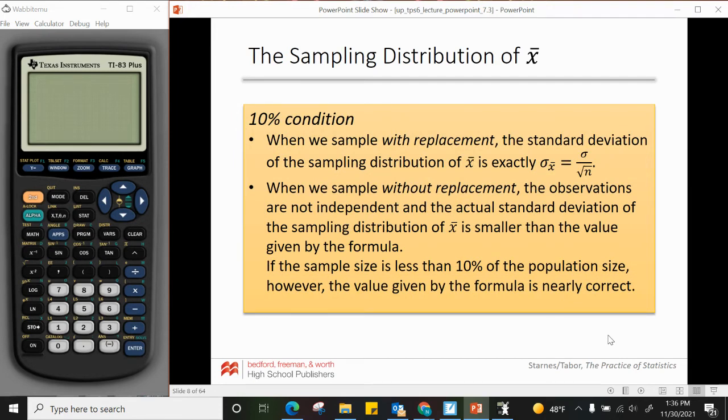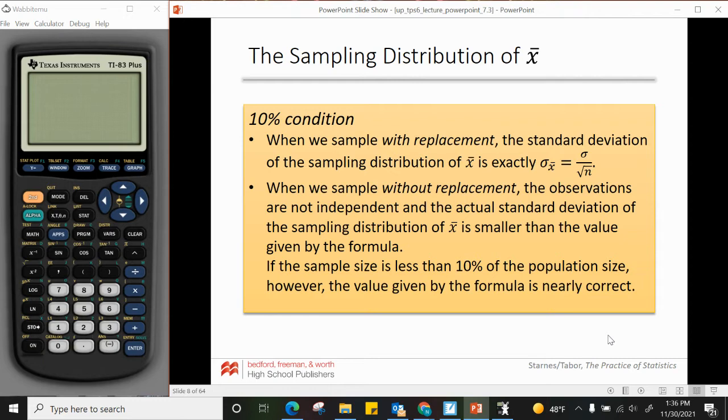Here's what I was just highlighting about that 10% condition. If you're sampling with replacement, the standard deviation of the sampling distribution is exactly sigma over square root n. If you're sampling without replacement, the observations are not independent, and the actual standard deviation of the sampling distribution of x bar is smaller than the value given by the formula. So if the sample size is less than 10% of the population size, then this difference is basically nothing, and you don't have to worry about it.